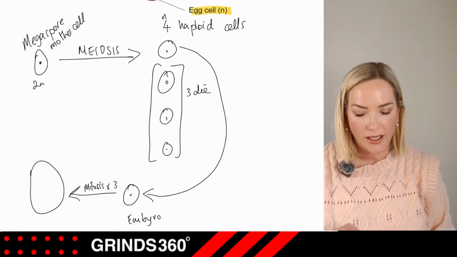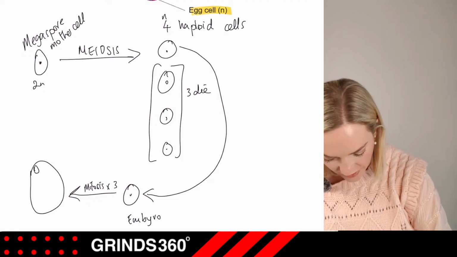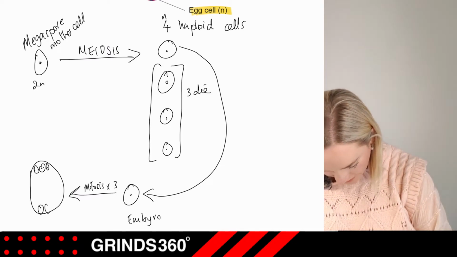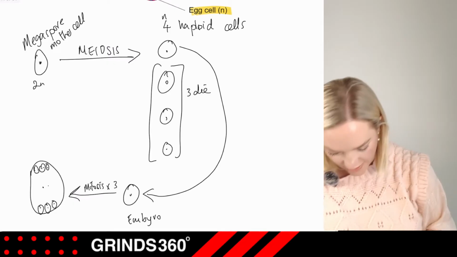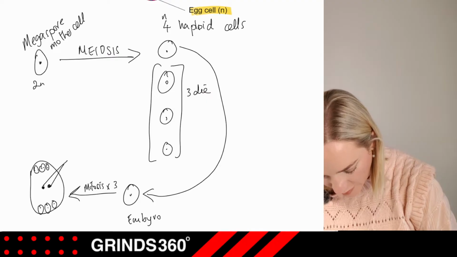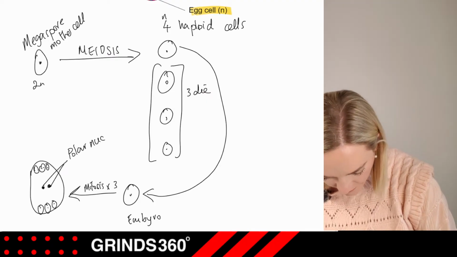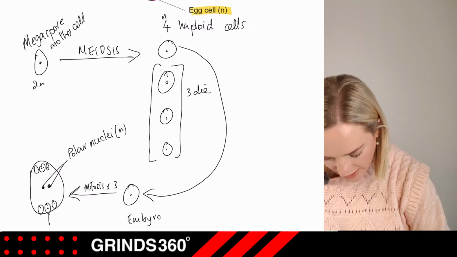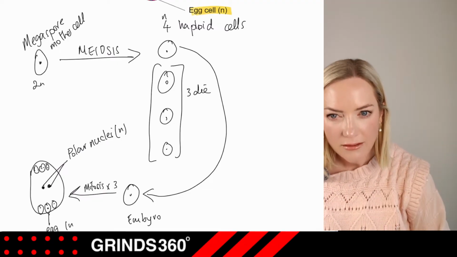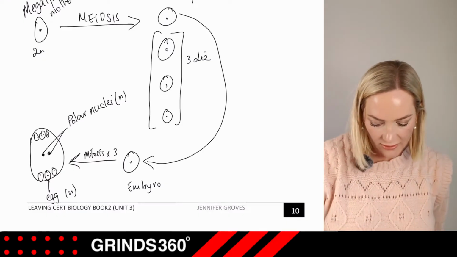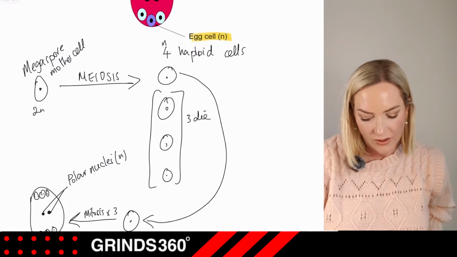So the 2 polar nuclei that we're looking at, so there's 3 up here, 1, 2, 3, there's 3 down here, 1, 2, 3, and there's 2 in the center. My 2 in the center are my polar nuclei, which are haploid, and the one down here I'm interested in is my egg, which is also haploid. So that's your female gamete formation.